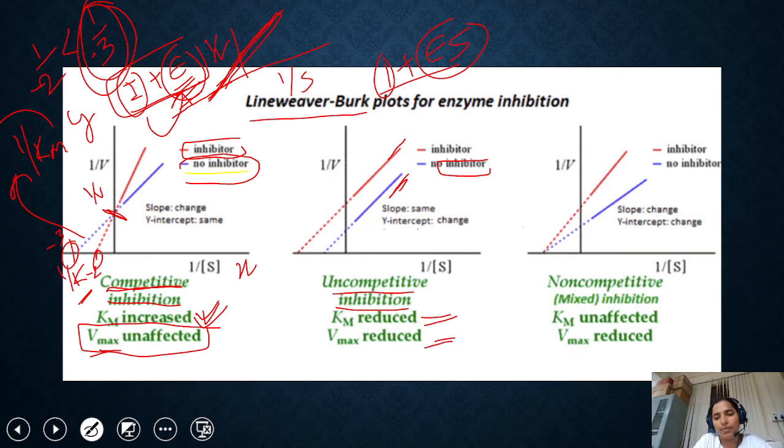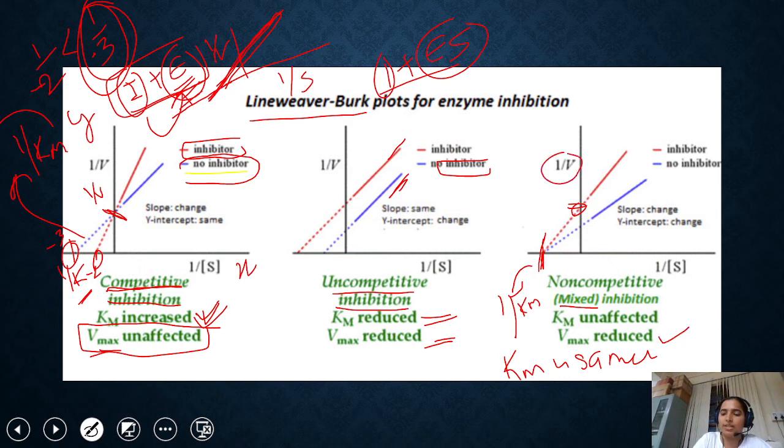In non-competitive inhibition, which we also call mixed inhibition, you can see that the lines are meeting at the same point on the x-axis. It represents -1/Km, so it means Km remains the same. And for Vmax, this point is above, and since we have the reciprocal of Vmax, it means Vmax is reduced in the case of non-competitive inhibition.